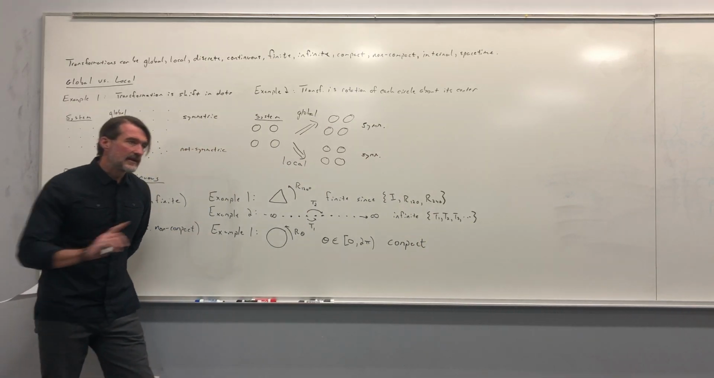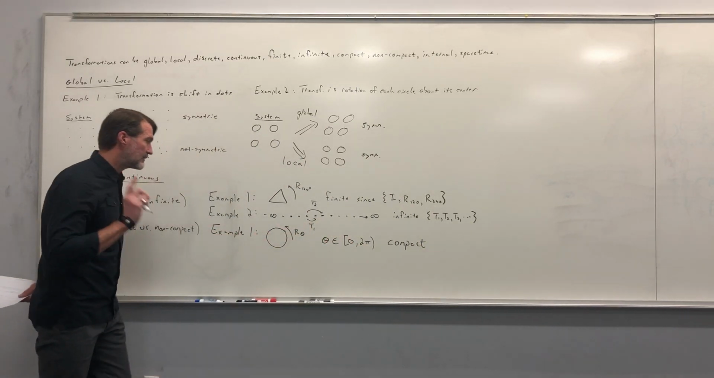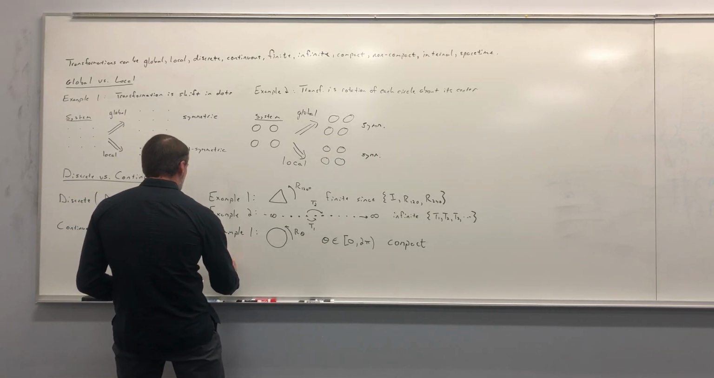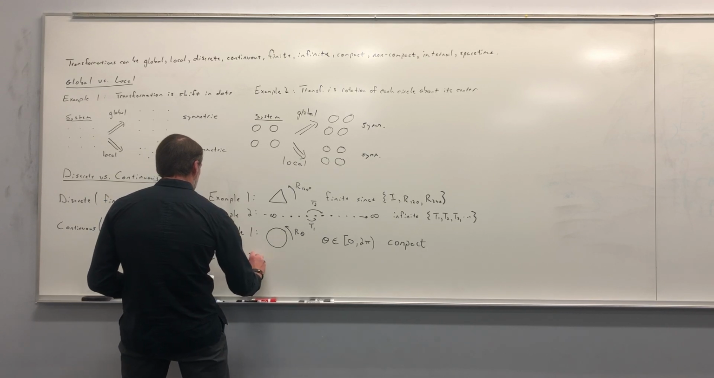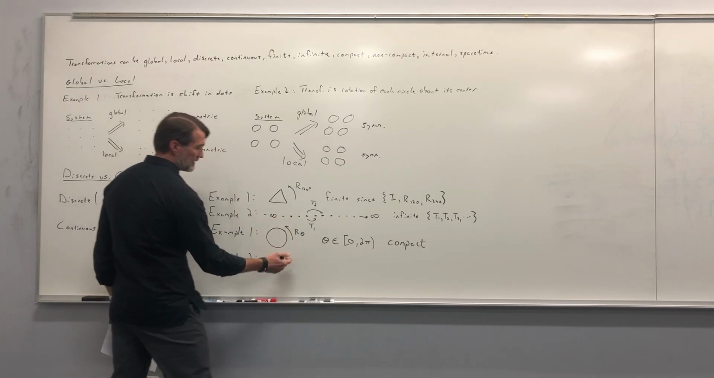Okay? It's compact specifically because 2 pi is identified with 0. I'll give you a contrast in just a moment. But let's just go ahead and look at example 2. For example 2, well, we could just generalize this guy.